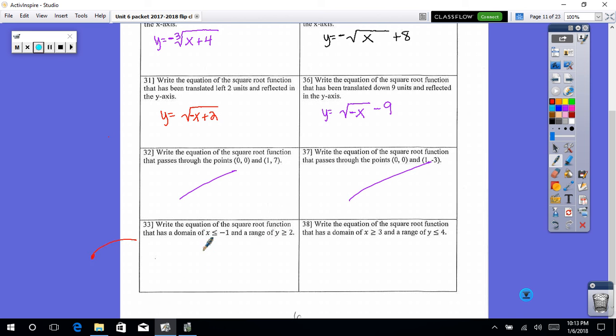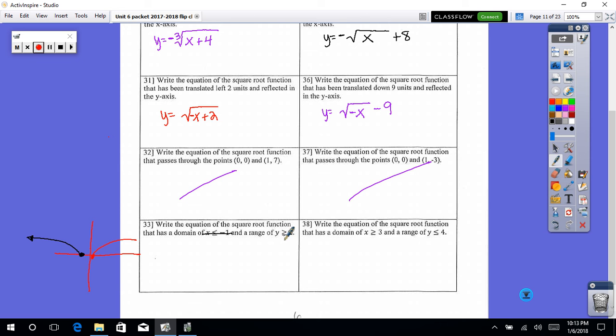This fella right here has a domain where x is less than or equal to -1. So if I were to graph this guy, normally he's sitting right there at 0, 0. If I want the domain of x to be less than or equal to -1, that means I want to stop at -1, and I want every x to be less than that, so he's going to be going that way. That takes care of this part of the equation.